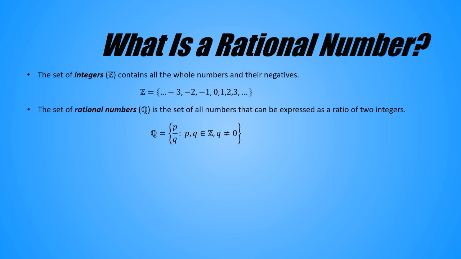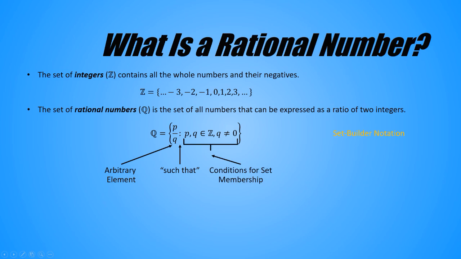Now, unlike the integers, there's no simple way to list out the rational numbers, so instead we use what's known as set builder notation. We start by specifying an arbitrary element of the set, p over q. Then after the colon, which is read as such that, we specify conditions for set membership. So the rational numbers, Q, are the set of all numbers of the form p over q such that p and q are integers and q is not 0. This last condition is included because division by 0 is illegal in mathematics.